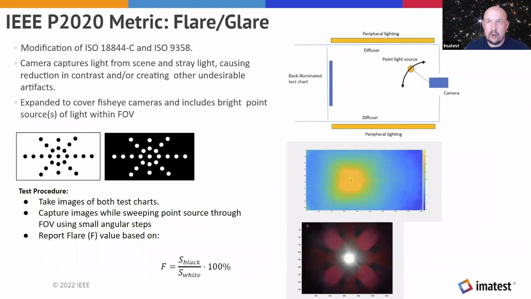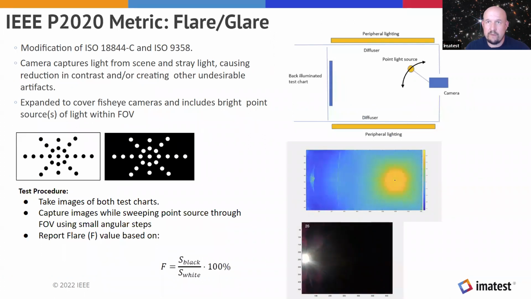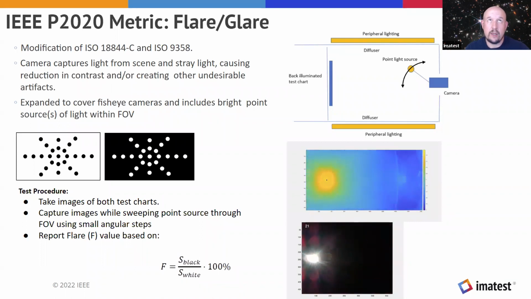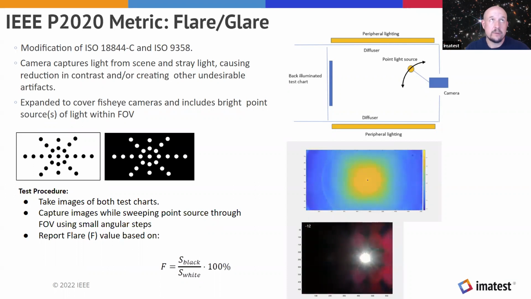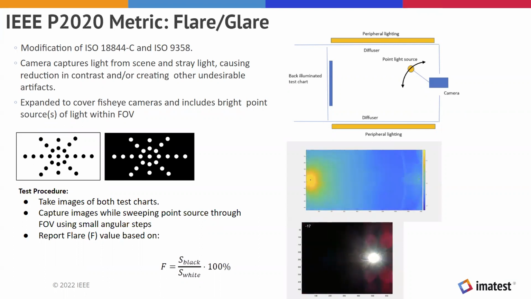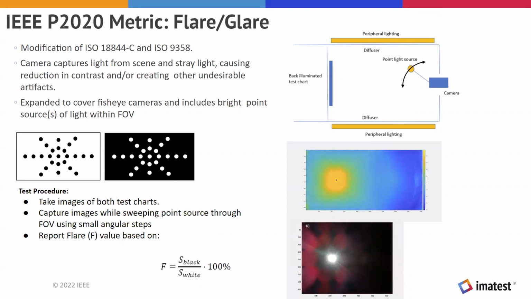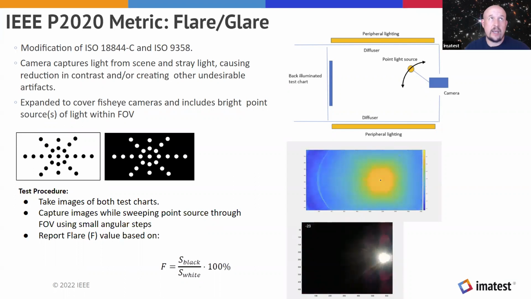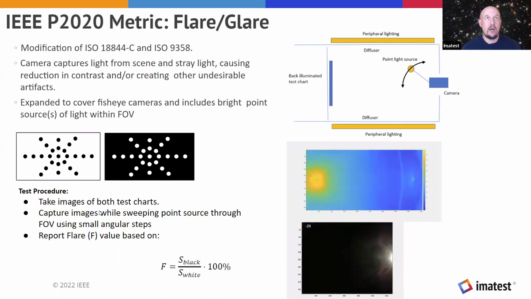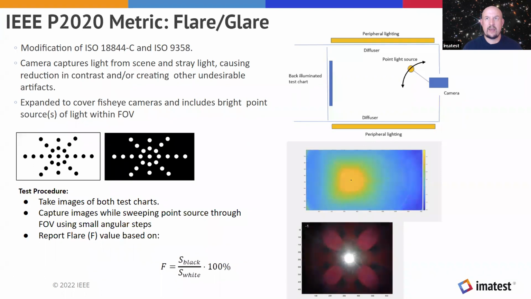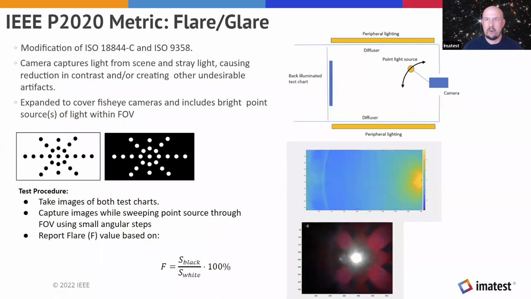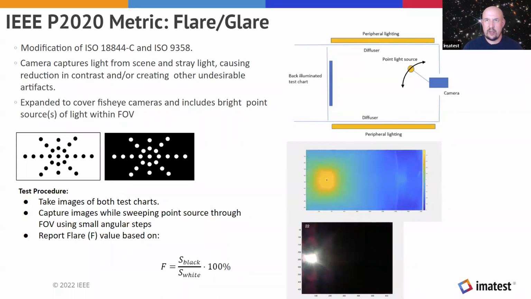The metric that we're going to first fully support for P2020 is the flare or glare stray light metric. 那现在在我们的软体里面就可以完全的支援这个 P2020 的杂光或闪光的测试。 This is a modification of the ISO 18844 standard, where we're trying to make that much more comprehensive, so we can see where exactly your camera is going to have problems with stray light.